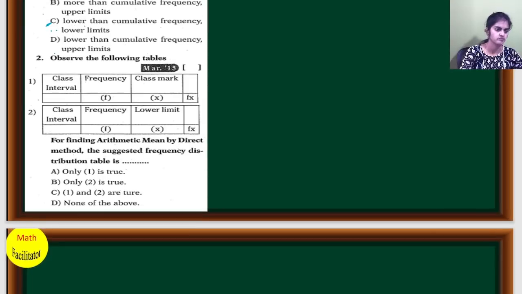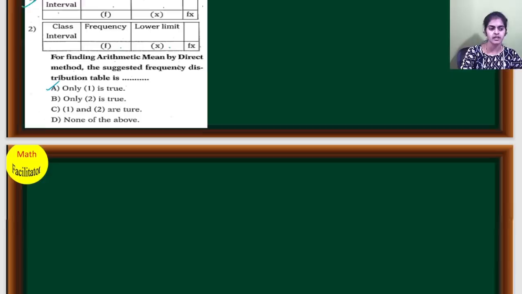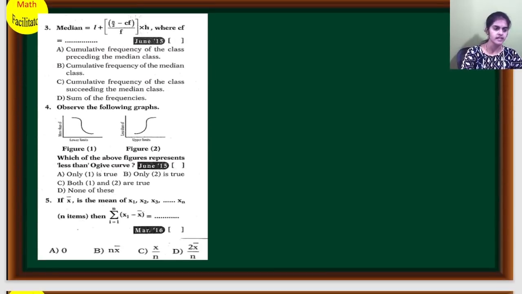Observe the following table: class interval, frequency, class mark, fx. Finding arithmetic mean by direct method. Option 1 is correct. You don't find the lower limit for the arithmetic mean, isn't it? Now the next one, median is given by this formula. CF is nothing but the cumulative frequency of the preceding median class. Essay questions we have already done, so I'm not explaining anything here. There I have given you the explanation of why we are taking CF and where we are taking it, so I'm not repeating it. Now, which of the following curves represents less than ogive? For less than ogive, you will take upper limit and less than cumulative frequency. So this is less than ogive.